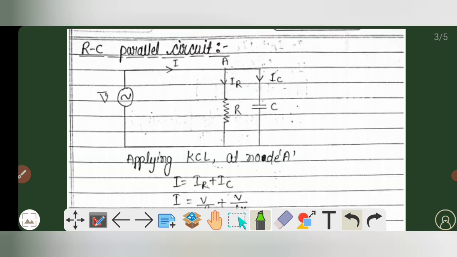So now we will discuss the next topic, that is the RC parallel circuit. Now my dear friends, as you can see here, this is the circuit diagram of the RC parallel circuit, and as you can see here, there are two components.